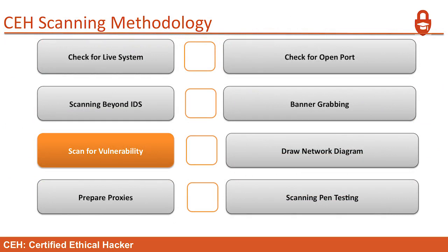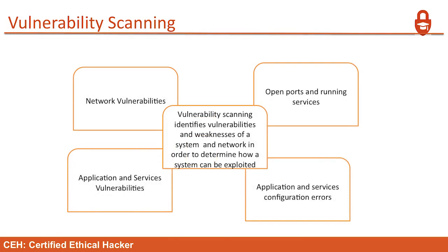CEH scanning methodology. Now we're going to talk about scanning for vulnerabilities, which goes hand in hand with banner grabbing. There's a lot more to vulnerability scanning than just grabbing banners, but that's one way to do it. Network vulnerabilities can be open ports and running services, application and service configuration errors, and application and service vulnerabilities. That's what comprises vulnerability scanning, and it identifies vulnerabilities and weaknesses of a system and network in order to determine how our system can be exploited.